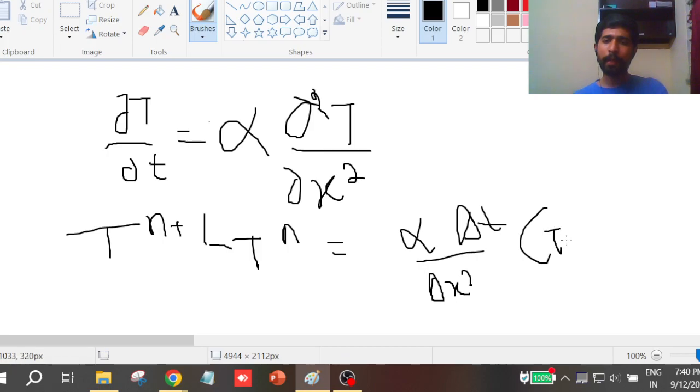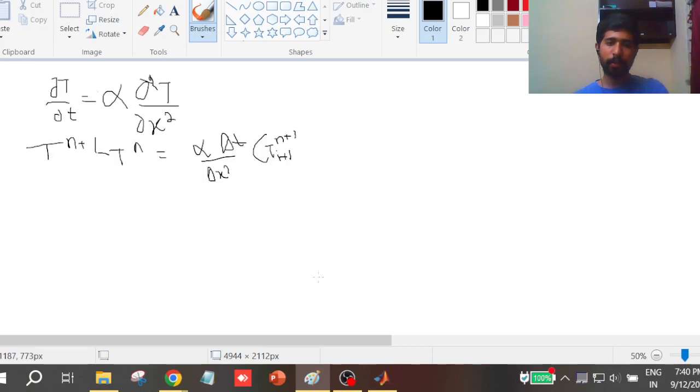into T(i+1) at n+1, because this is implicit time stepping. That is what I had told, minus 2 T(i). So this is again a second order accurate finite difference which I am doing here. T(i-1) at n+1, this is also at n+1. So this is how we discretize it. This is minus T^n. I hope this is readable.